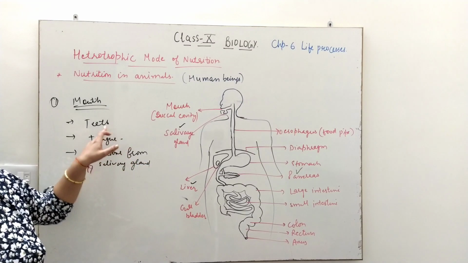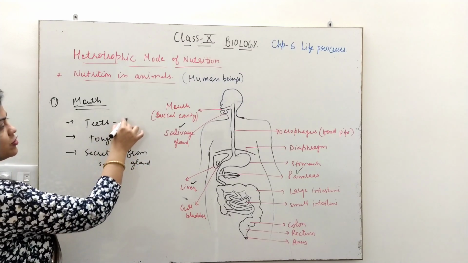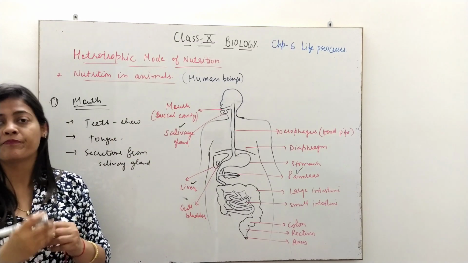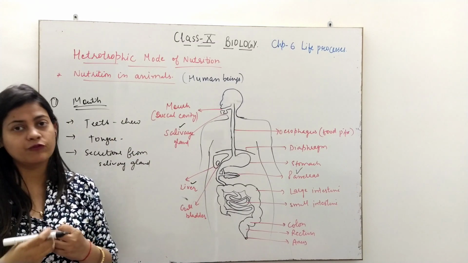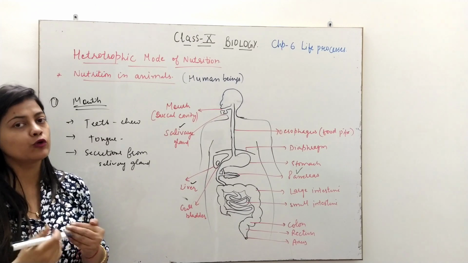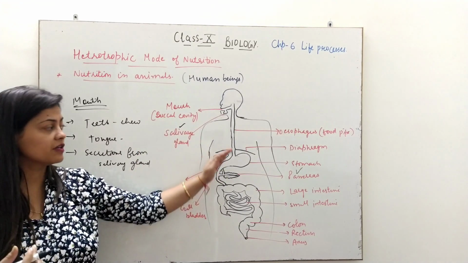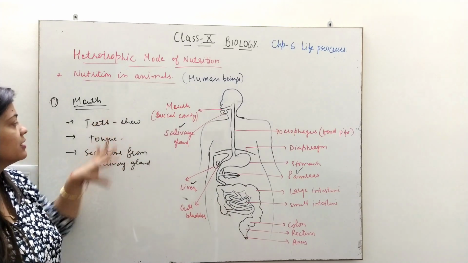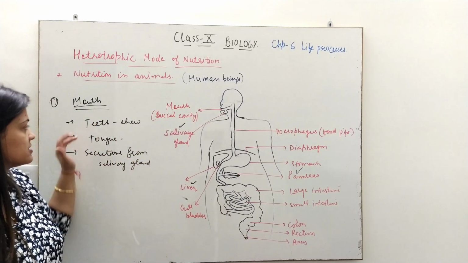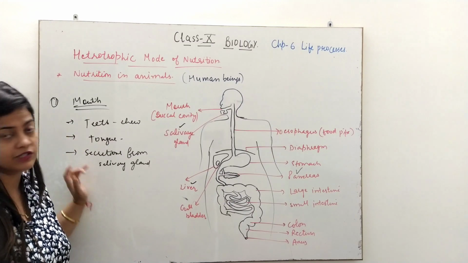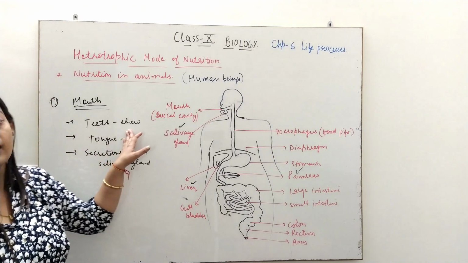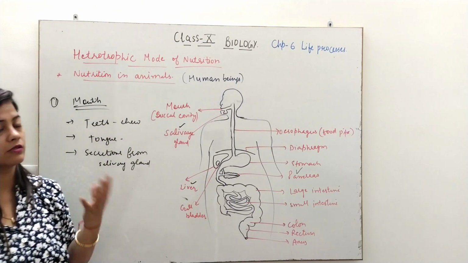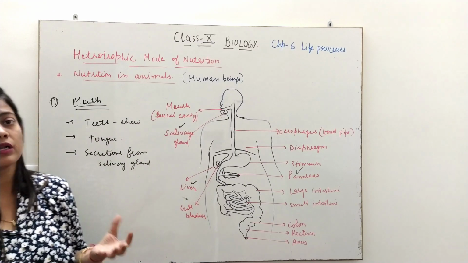So you know that the function of teeth is to chew the food. It masticates the food so that it can be crushed, because when we eat, food is in solid form, so we need to crush it so that its further digestion becomes easy. Inside the mouth or buccal cavity we have three parts: teeth, tongue, and secretions from the salivary gland. The teeth help to chew the food to make it soft, to cut it into small pieces.